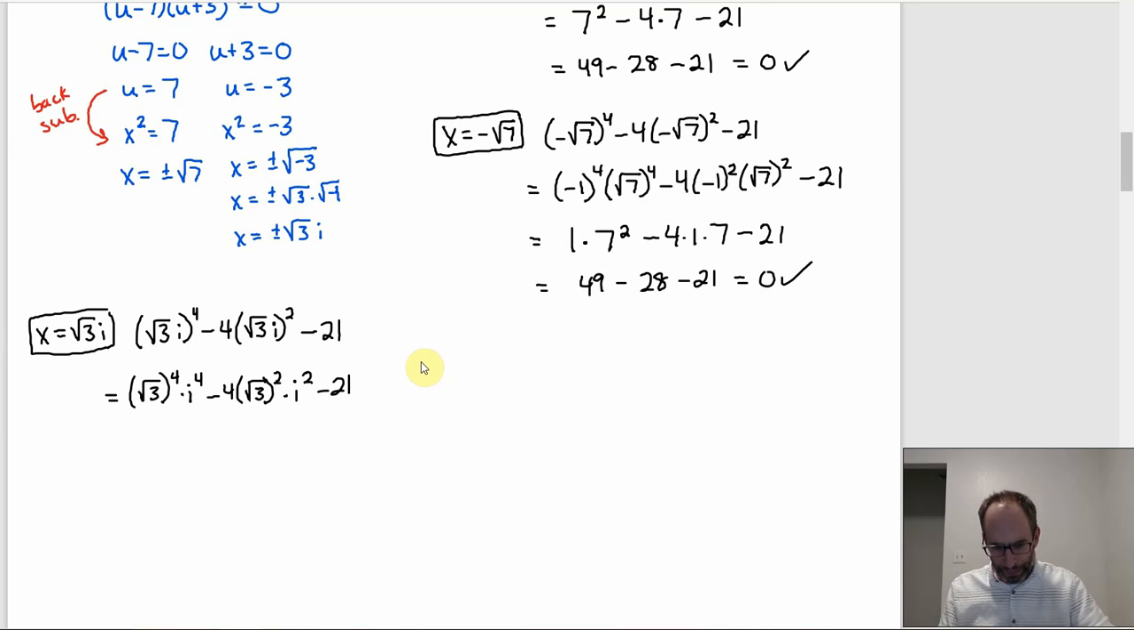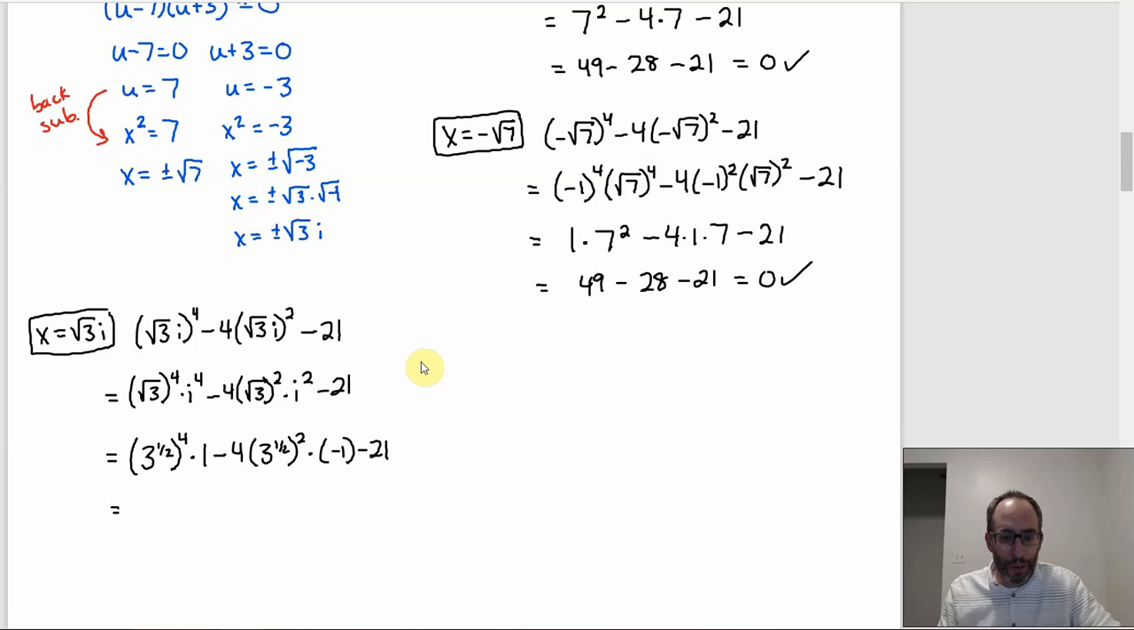And then, since by definition i is the square root of negative 1, when you square i, you would have to get negative 1, right? So then i squared is negative 1, but then i to the fourth is i squared squared, so that's 1. All right, so let's see what we're actually going to get out of this. We're going to have, and I'll rewrite this as the 3 to the 1/2, again, like we did with the last one. So that'll be to the fourth, and then times 1 minus 4 times 3 to the 1/2 squared times negative 1, and then minus 21, like that.